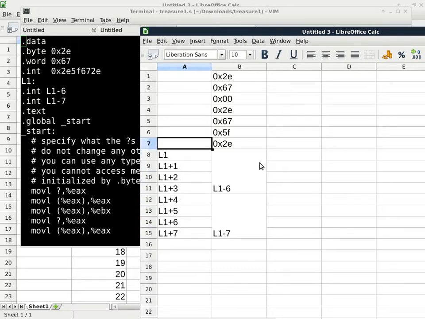The offset also goes in negative, so if you're looking at the byte right before the .int L1 minus 6 line, this is L1 minus 1, L1 minus 2, L1 minus 3, L1 minus 4, L1 minus 5, L1 minus 6, and here's L1 minus 7.